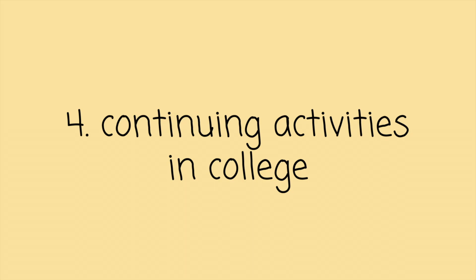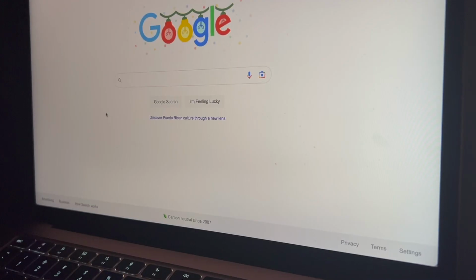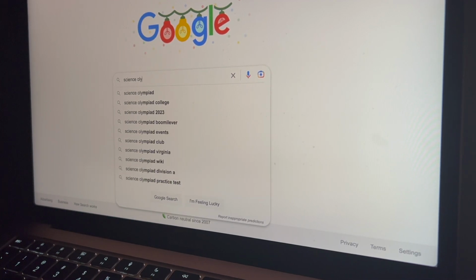Tip number 4. Show continued interest in your activities. The activities section of the Common App also asks whether you intend to continue doing this particular extracurricular activity in college. Generally, I said yes, that I intend to continue. You can look up if the college has clubs or organizations that focus on that activity.